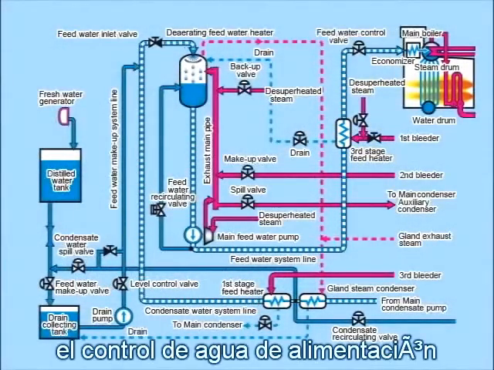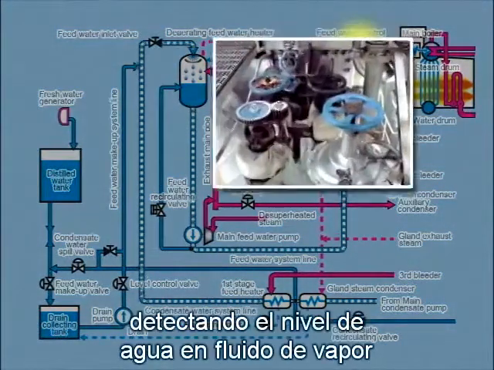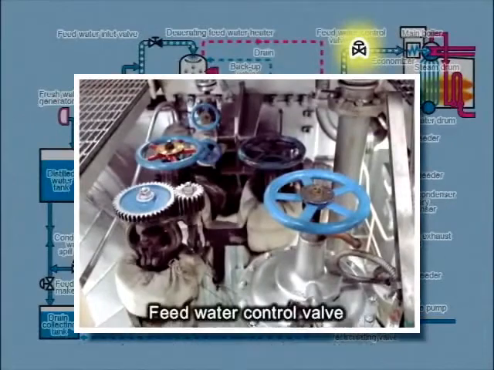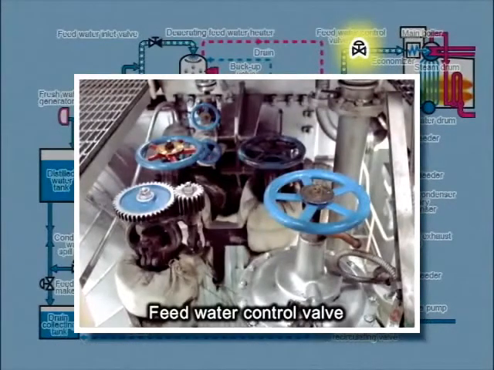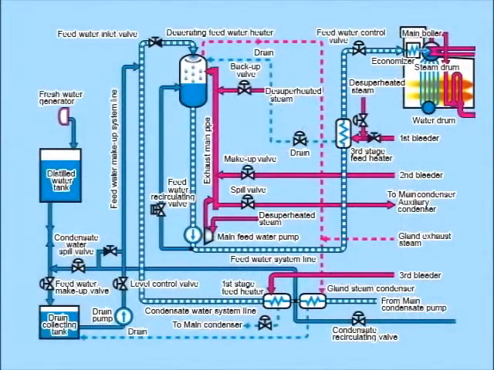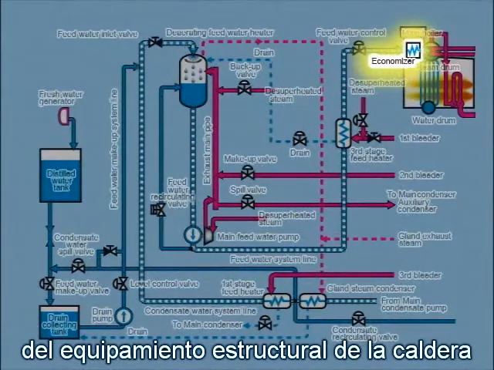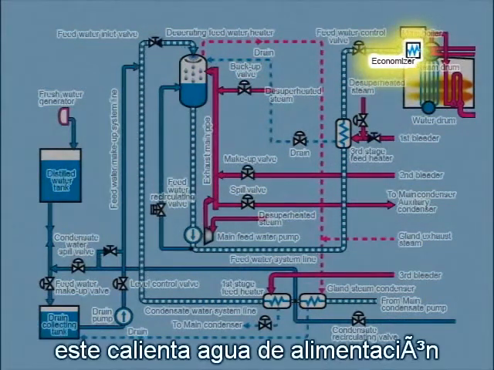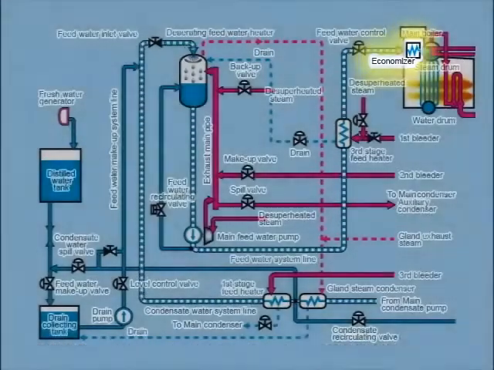The feed water control FWC valve controls the amount of feed water by detecting water level and steam flow to keep the steam drum water level constant. The economizer is one of the pieces of structural equipment of the boiler. It heats feed water by using combustion gas that came after heating the main bank.